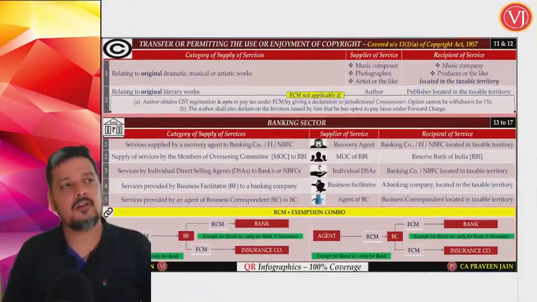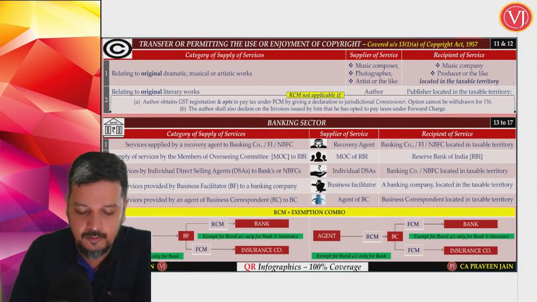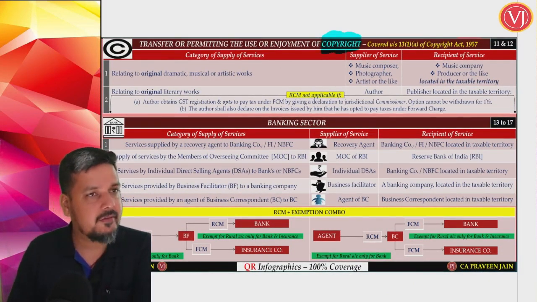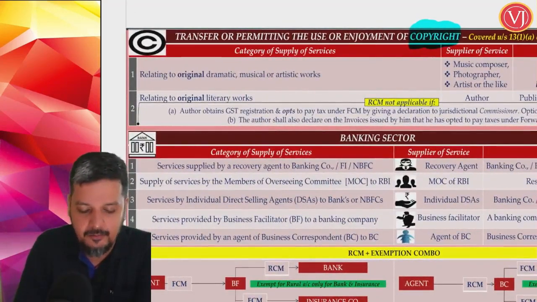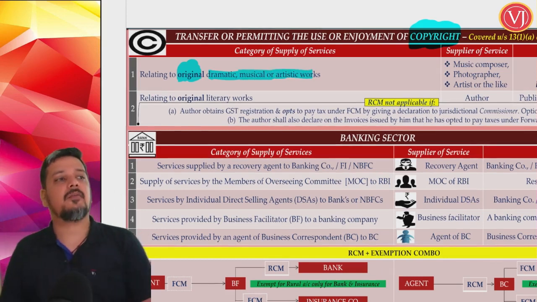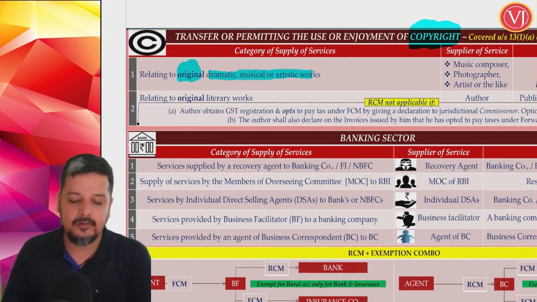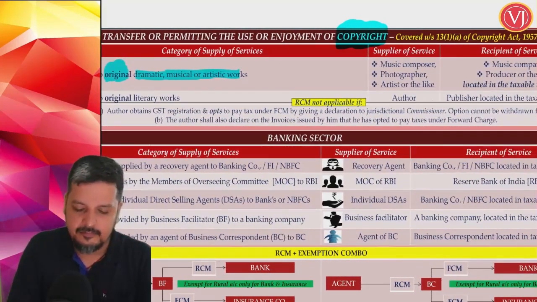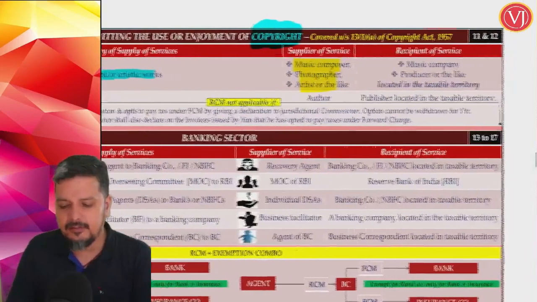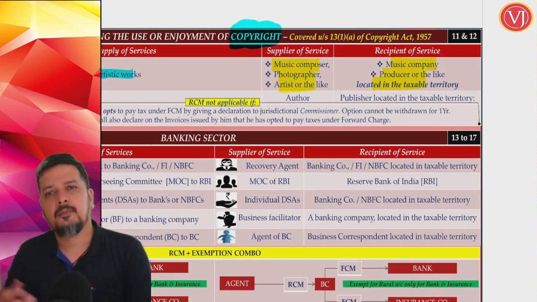Now, you are talking about permitting the use or enjoyment of copyrights. Temporary transfer or permitting the use or enjoyment of copyright services. Simple language, copyright services. If copyright services are given for original dramatical work, musical work, artistic work. Who's the supplier? Music composer, photographer, or the artist, and who will be the recipient? Music company or the producer. Who will pay GST? Music company or the producer.